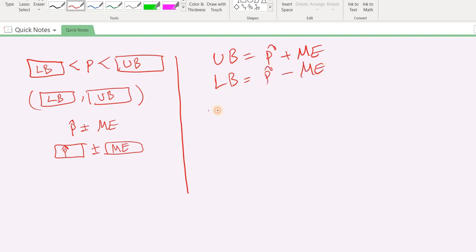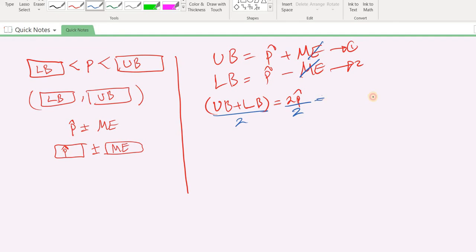Now, if we add the upper bound plus the lower bound, we will add these two equations, equation 1 and equation 2, together. We will get 2 p hat, and you will notice the margin of error terms will cancel. We don't want 2 p hat, we want just 1 p hat. So dividing both sides by 2, this will lead us to the first formula: p hat is equal to the upper bound plus the lower bound divided by 2.